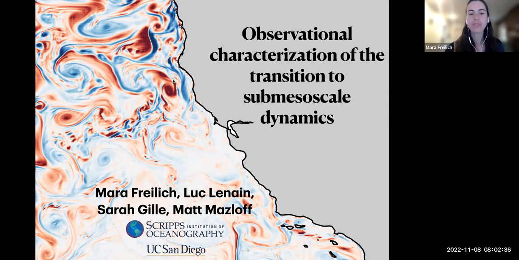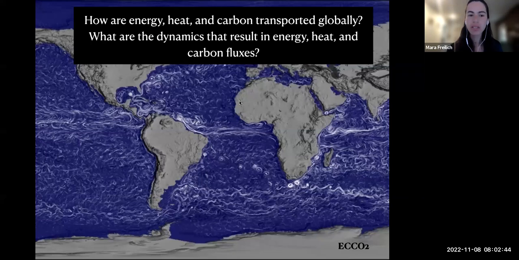And so one of the really important questions, among the important questions that a potential Odyssey mission would help us answer, is what are the fluxes of energy, heat, and carbon? So how are these quantities transported? And in particular, what are the dynamics that control fluxes of these quantities? And the answer will probably be variable depending on the ocean region.